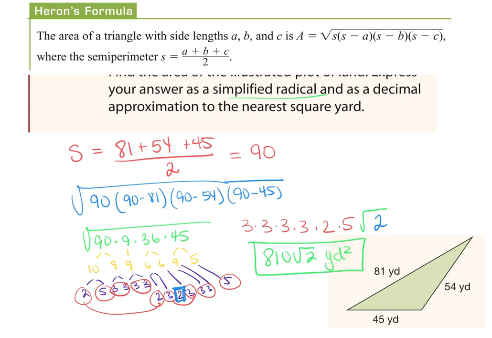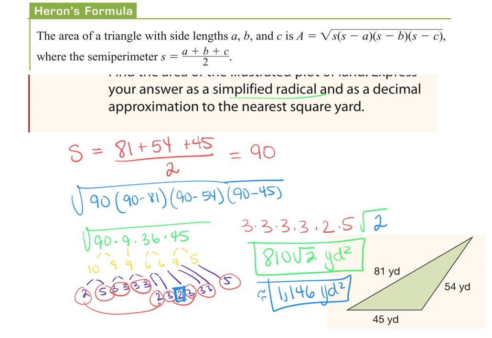Then it said approximate, so you would plug that into your calculator and round to the nearest whole number. They want the nearest yard. So if you were to plug this into your calculator and round it, then you would get 1,146 square yards.